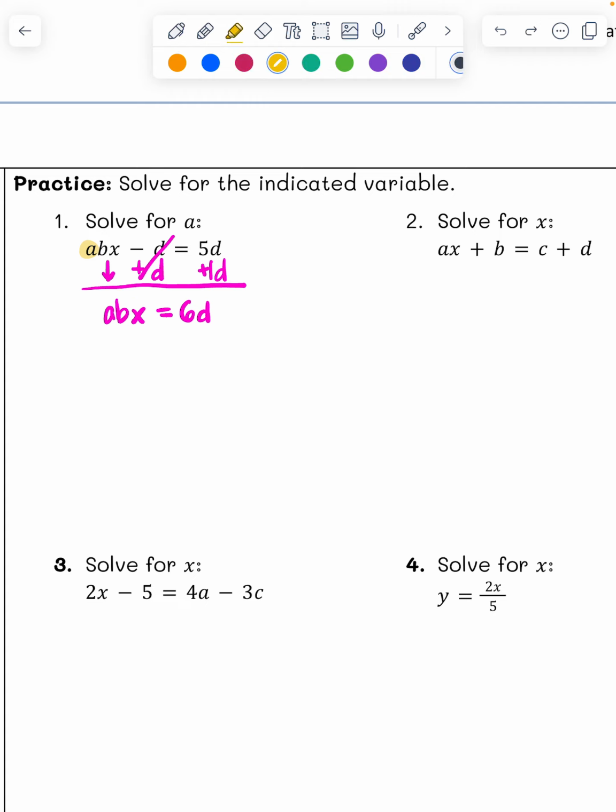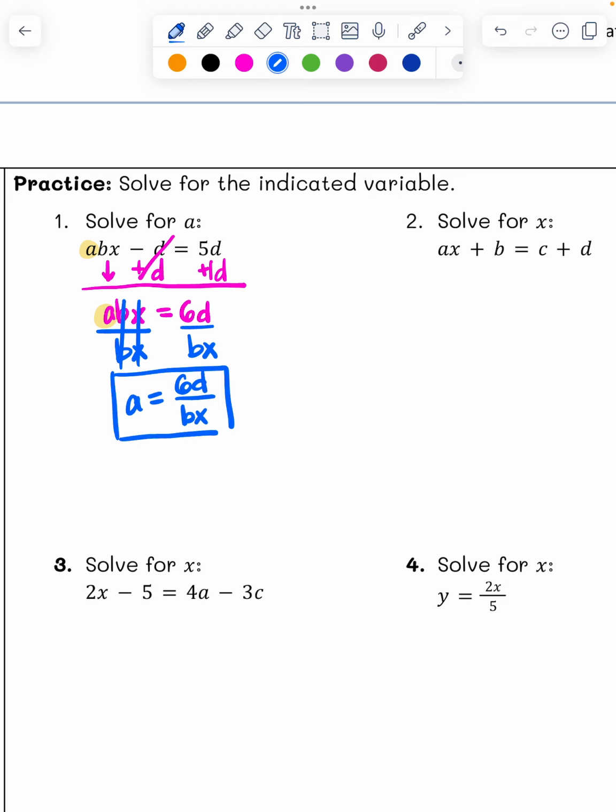Highlight, oops, not x, highlight a. A is my focus. Now a is being multiplied by b and x, so I can divide by both of them at the same time. So I'm going to divide by bx on both sides. Both letters are going to cancel out on the left. So I'm left with a equals 6d divided by bx. So I have now isolated a, and that's my answer.